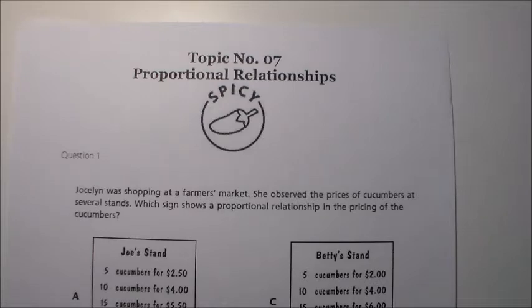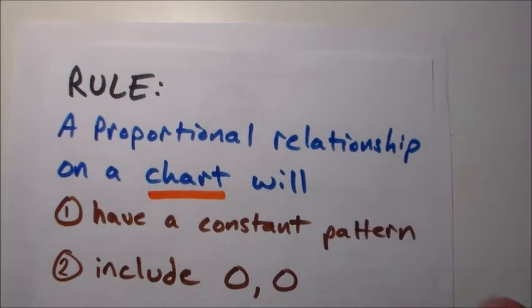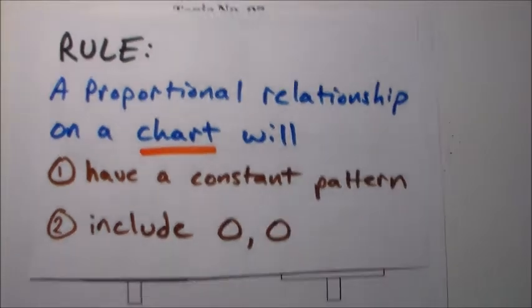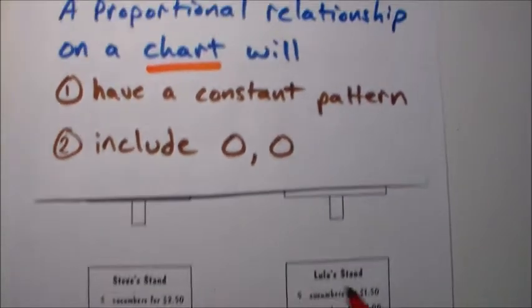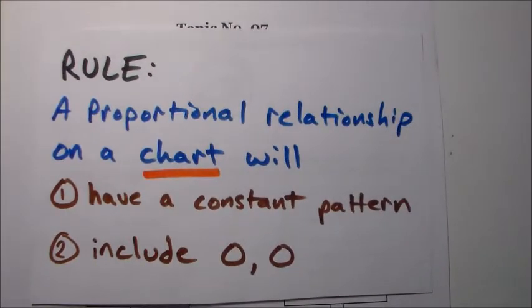Okay, we need a rule. Here's a good rule for us: a proportional relationship on a chart. We're dealing with charts here, right? These are all charts. So we need to deal with a chart, not a graph, not an equation right now, but just a chart. A proportional relationship on a chart will have a constant pattern, and the pattern will include 0, 0. So if you need to press pause and make a note, now's a good time to do it.